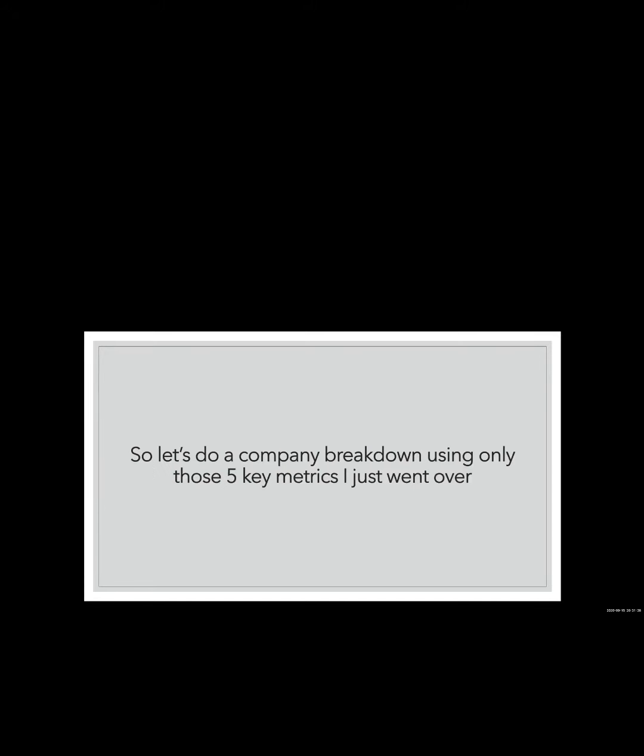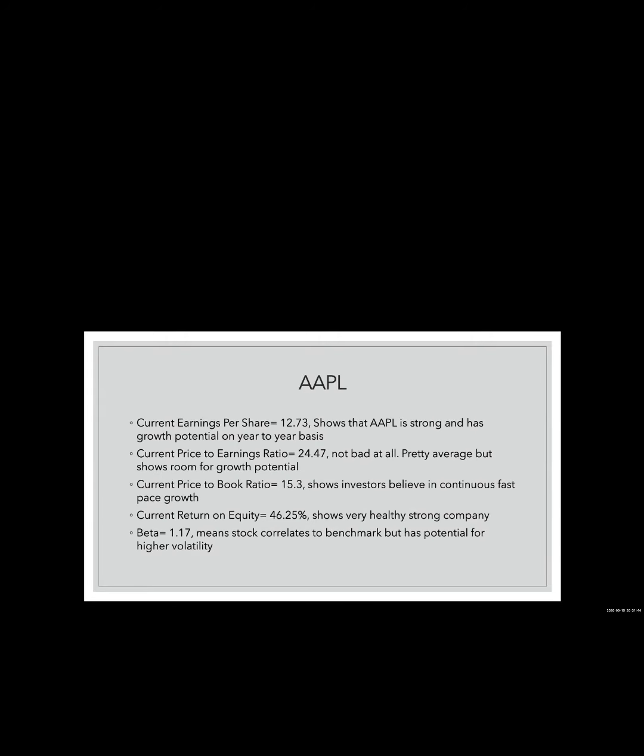So let's do a company breakdown using only those 5 key metrics I just went over. Looking at Apple, everyone should know Apple. It's an incredible company. So, current earnings per share. Now this was before the split. I did this breakdown before the split, but it doesn't matter, it's the basic concept. The current earnings per share is 12.73. That shows that Apple is strong and has growth potential on a year-to-year basis.